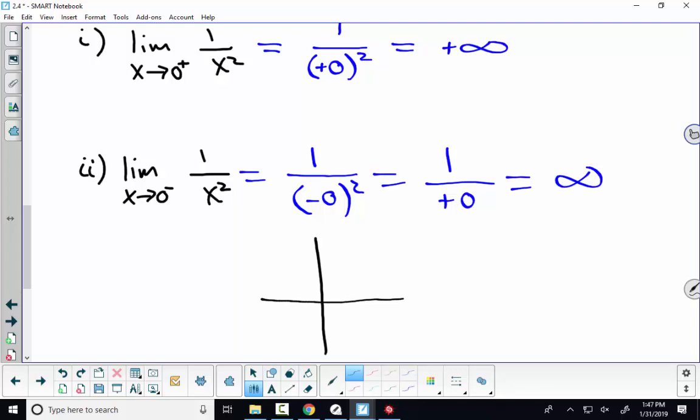So maybe I don't know a whole lot about this function based on my work, but I do know that when I get closer to 0 from the right, my function's up here. And when I get closer to 0 from the left, my function's also up here, whatever else it happens to be doing. Do y'all have any questions?